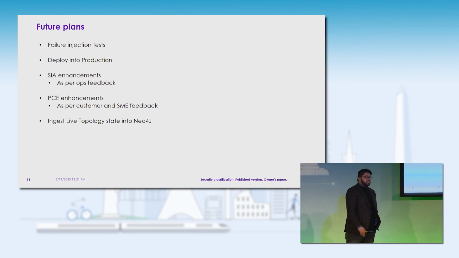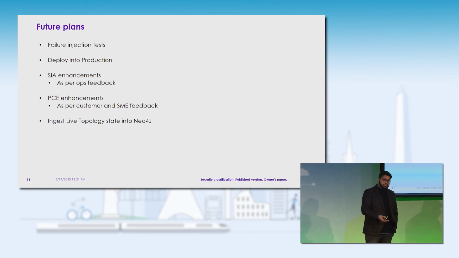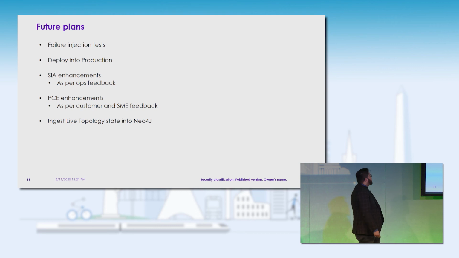So future plans. These are the things we did on graph databases. We are not in production yet. We are doing some proofs of concept, we are trialing it out. We want to do some failure injection tests. We want to deploy it into production.